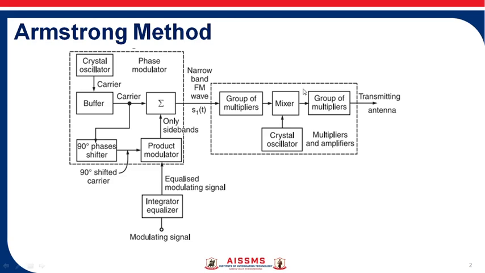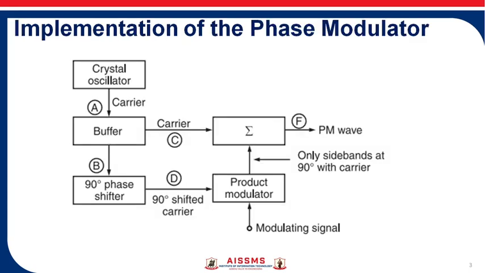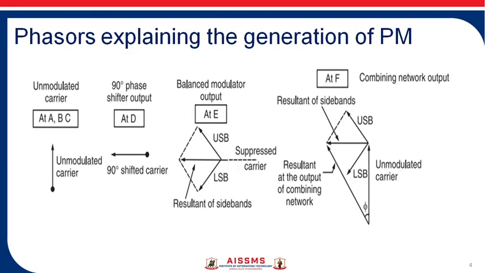the output of the mixer generates FM signals, and again that FM signal is applied to the group of multipliers, and the output of the group of multipliers is the frequency modulated signal, and for broadcasting, these signals are transmitted through the transmitting antenna. So this is all about the Armstrong method, which is the indirect method of FM generation. And already we have seen the phase modulation which is generated in the Armstrong method in the previous video.